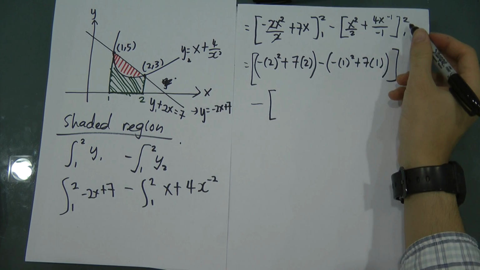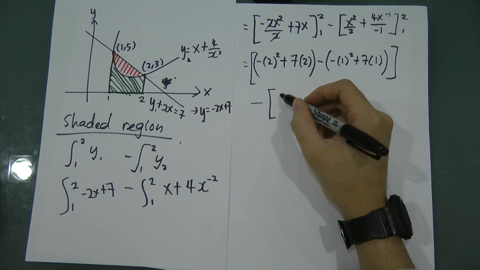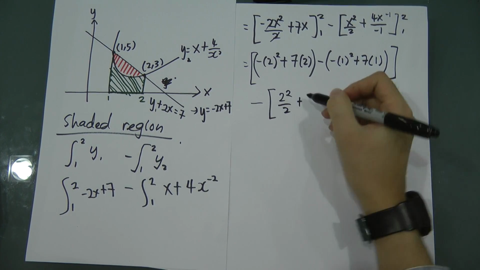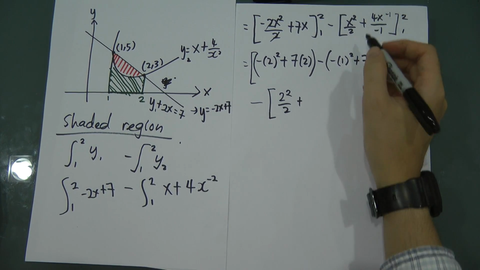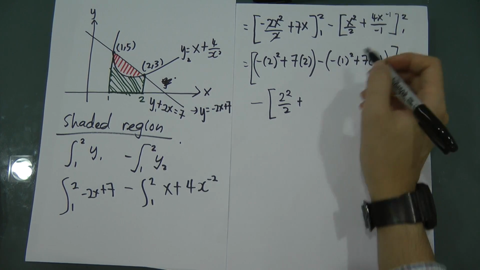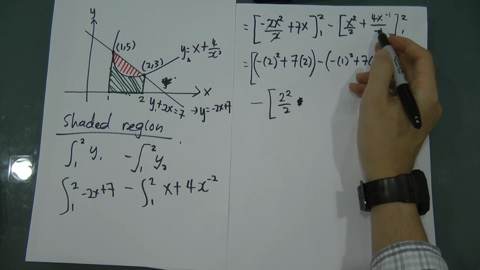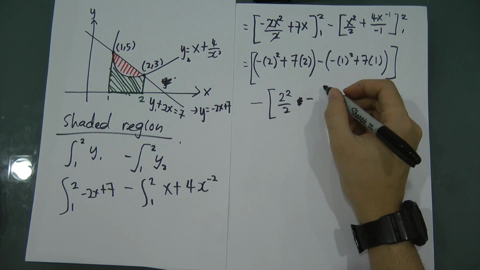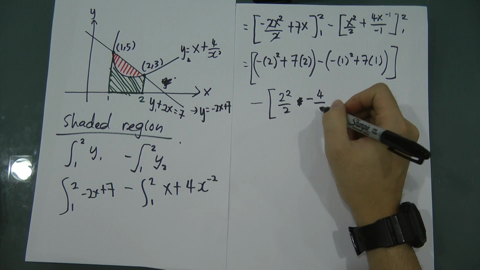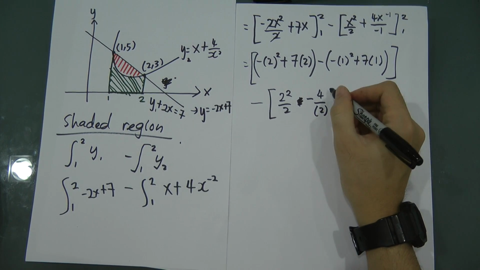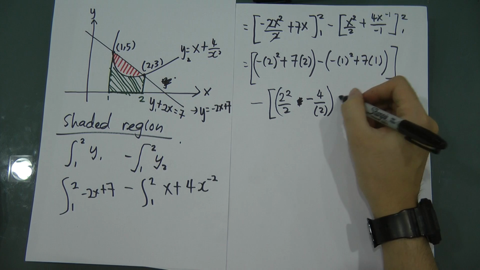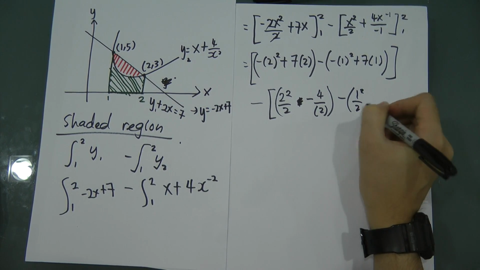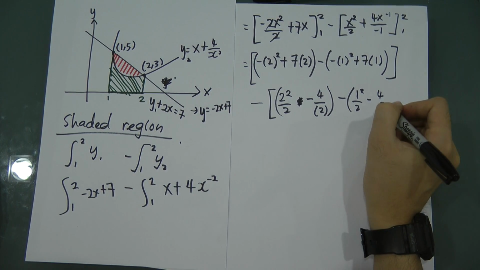And then I minus this one. I substitute the 2 into it, which is 2 squared over 2 plus, okay, this one 4x to the power of negative 1, actually I can put at the bottom, and then negative 1 over here, this is plus, right? I write minus 4 over x. x will be 2. And then I minus, put the 1 into it, which is 1 squared over 2 minus 4 over 1.